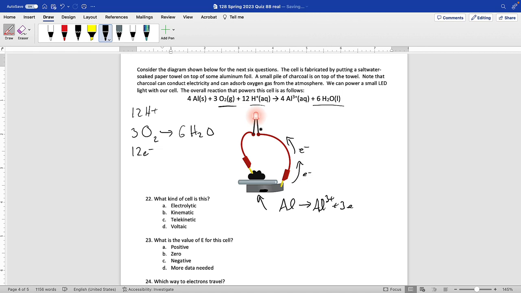So those electrons are going to flow through the light, through the wire, and there they can meet up with the oxygen. So what's the oxygen doing? The oxygen's coming down, it's absorbing onto this charcoal, and it's meeting up with hydrogen ions from the water, and it's meeting up with electrons from the wire, and it's going to produce more water. So this water is going to be produced inside that charcoal, the charcoal salt bridge interface.